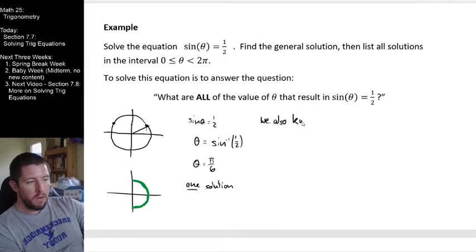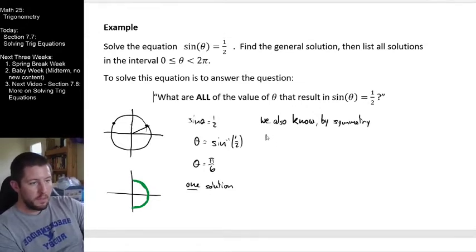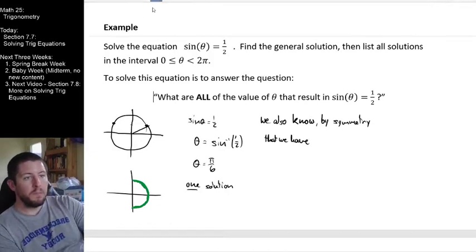We also know by symmetry that, and here's my other one over here. I'll write this one in blue. We could also go in this angle over here, right? This guy is also going to be giving us another angle at which sine of theta is equal to 1/2.